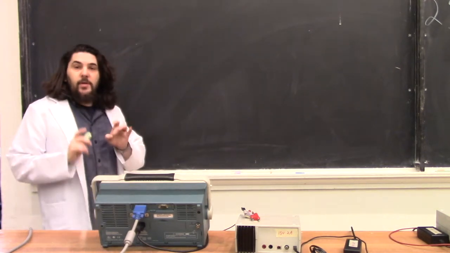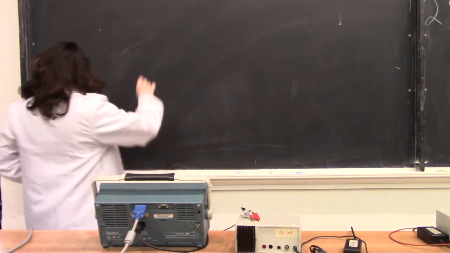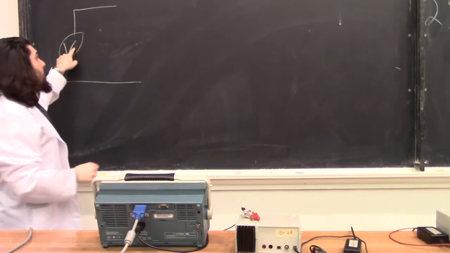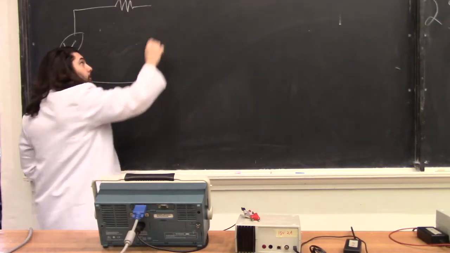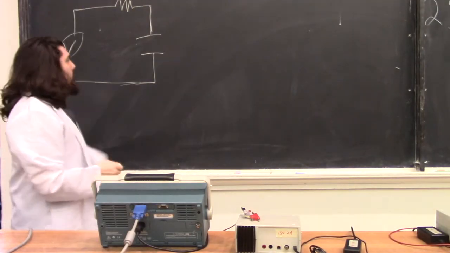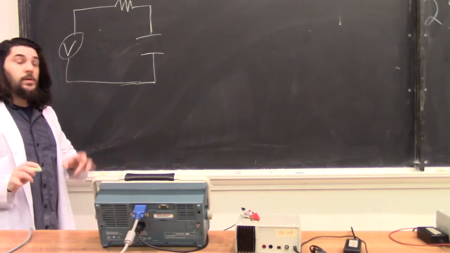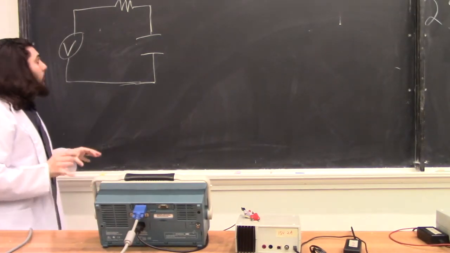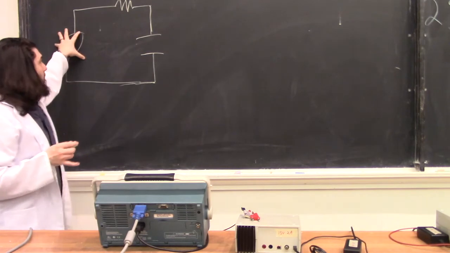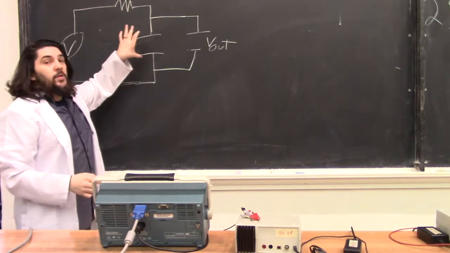A common setup for capacitors in a circuit is like this. You'll have your input power source sent through a resistor, then through a capacitor, then back to ground. Then what you'll do is instead of taking power or signal from this source, you'll read the output of this.